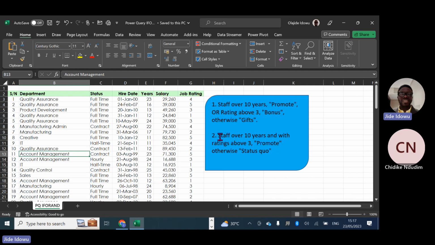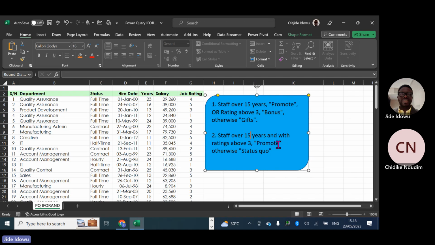There's another scenario that says any staff that has stayed over, so let's adjust this to 15 years. So meaning that any staff that has stayed over 15 years and with rating above 3, that means the staff must meet these two conditions for them to be promoted. In order to be promoted, you must meet these two conditions. But in this scenario, it is not so.